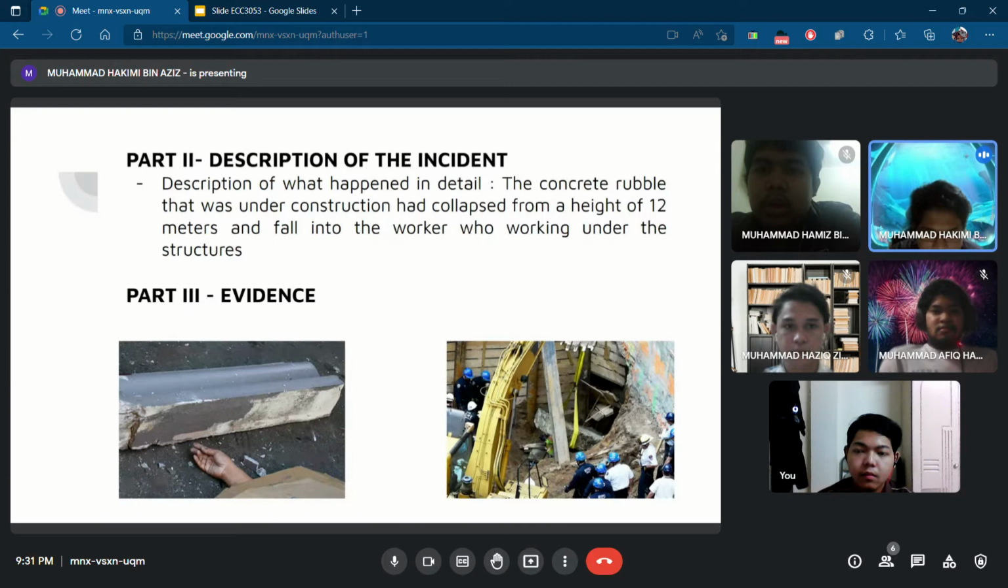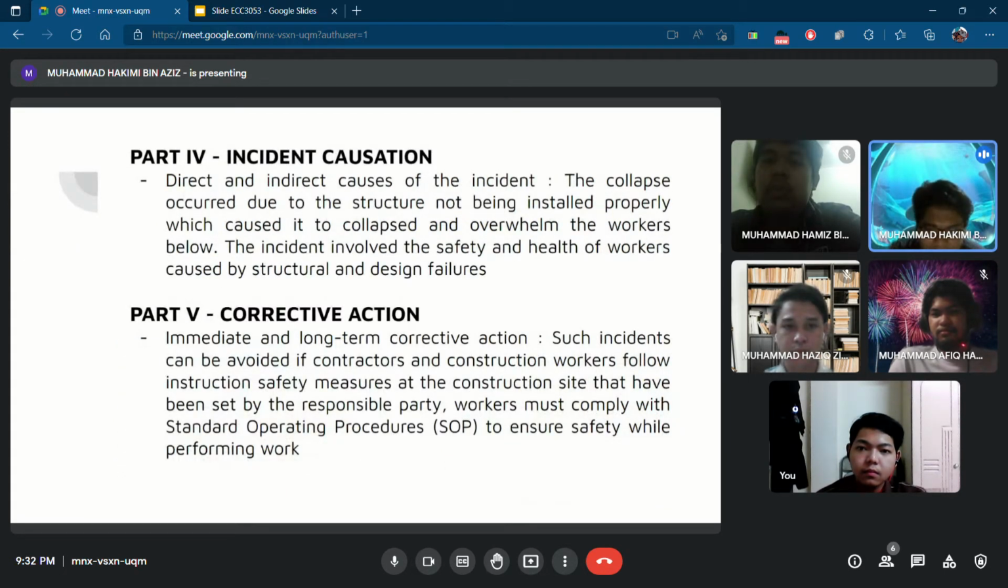Part number 2, description of the incident. Description of what happened in detail is the concrete rumble that was under construction had collapsed from a height of 20 meters and fall into the worker who worked under the structure. As you can see on the part number 3 is the evidence of the worker who got stuck under the rumble. Part number 4 is incident causation, direct and indirect cause of the incident. The collapse occurred due to the structure not being installed properly, which caused it to collapse and overwhelm the workers below. The incident involved the safety and health of workers caused by structural and design failure.